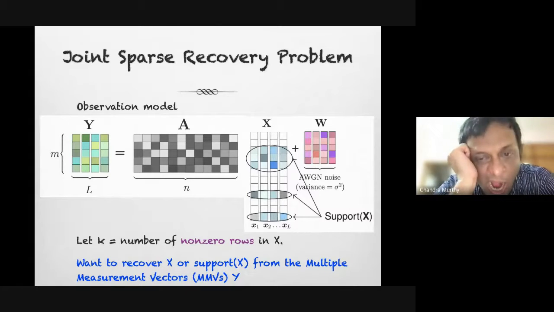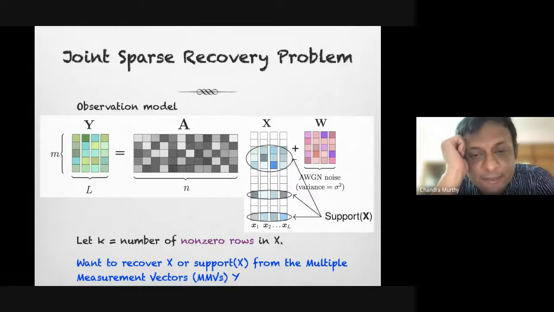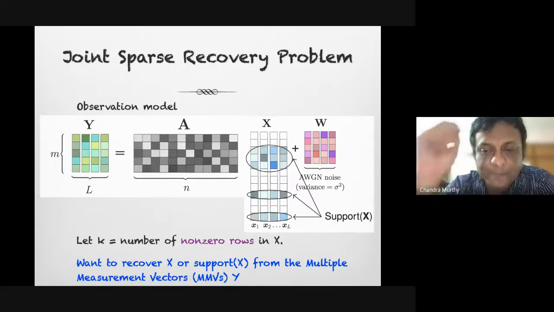So in this case, the natural extension of sparsity is to say K, the sparsity level, is the number of non-zero rows in this matrix X. And depending on the problem, we may be interested in recovering X, or maybe just the support of X. That is, which entries of X are non-zero from these measurements Y.